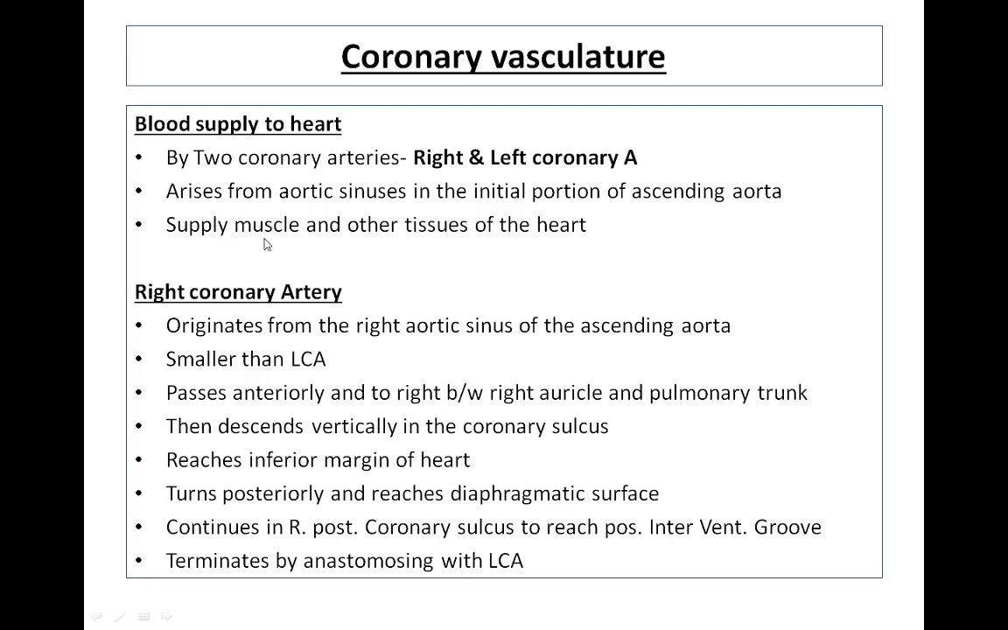What is their function? They supply the muscles as well as the other tissues of the heart. Other tissues means mainly the conducting system, whatever we have discussed: SA node, AV node, then the bundle of His, the right branch, left branch, then Purkinje fibers. These are also supplied by the coronary arteries. Though they are inside the heart and the whole blood is inside the heart, they cannot take blood directly from this pool of blood. The heart muscle has to be supplied by its own artery.